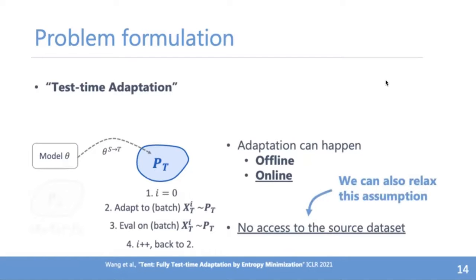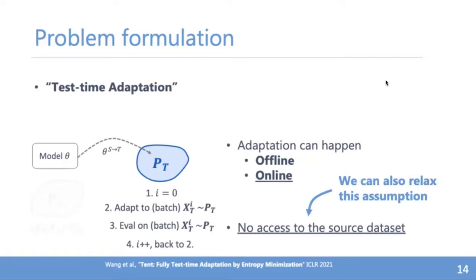If we go in this scenario where adaptation happens online, I think it's also interesting to relax the assumption of not being able to access the source dataset. Let's assume you're developing methods for self-driving vehicles.